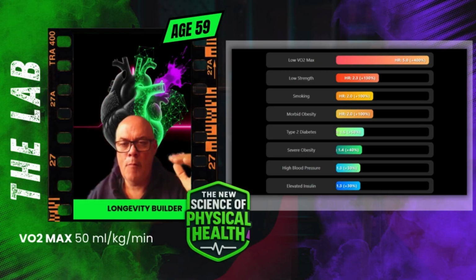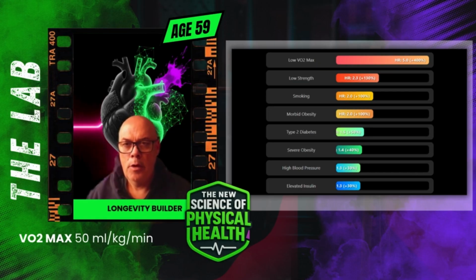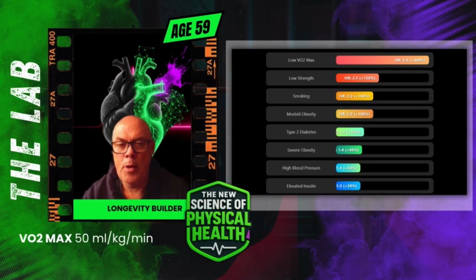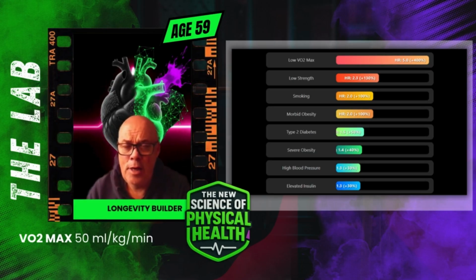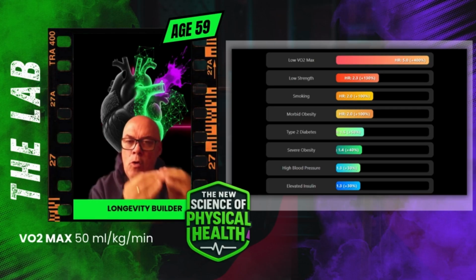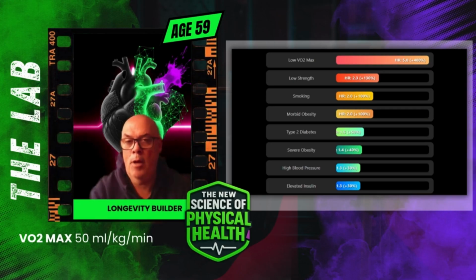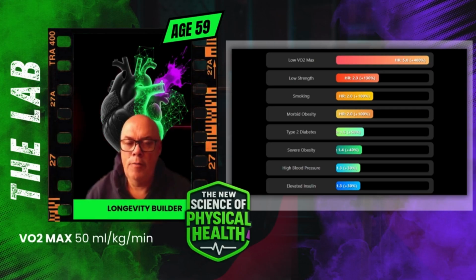These people who have a low oxygen efficiency score as measured by their VO2 max, compared to those top people, it's not hard to incrementally climb your way up, learn how to become a longevity builder, and raise your VO2 max, improve your oxygen efficiency.